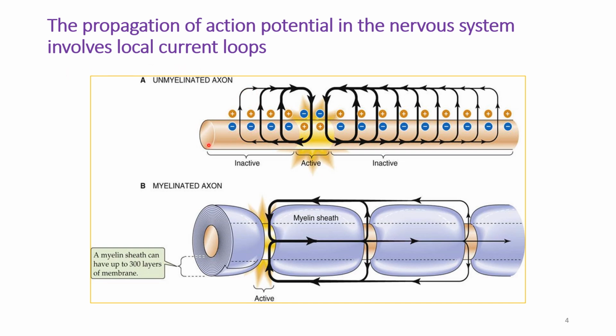This is an unmyelinated axon. This is a myelinated axon. In this unmyelinated axon, if you stimulate here, what is happening? This becomes the active zone. Then depolarization is happening at this point. Then this is forming a local loop of current.